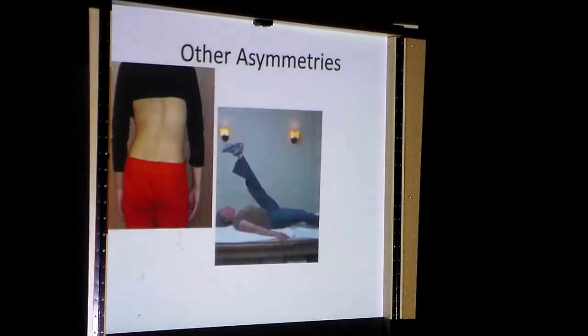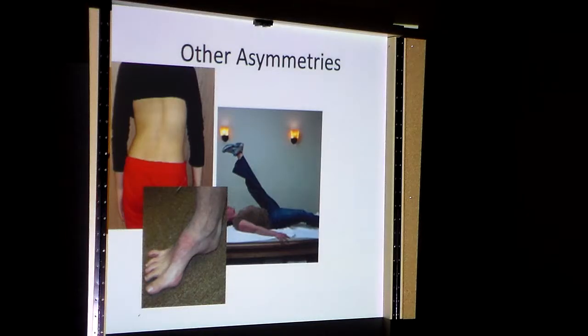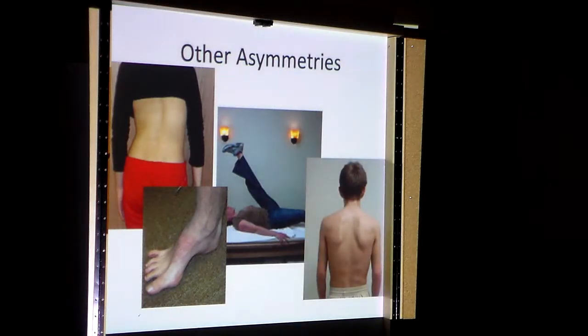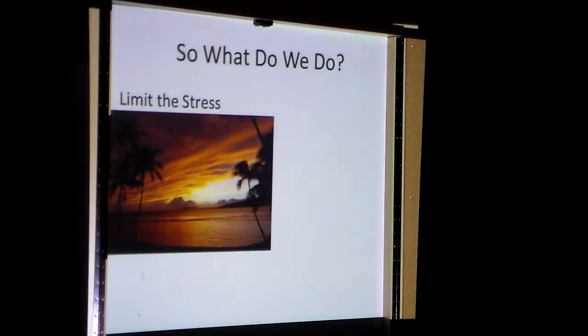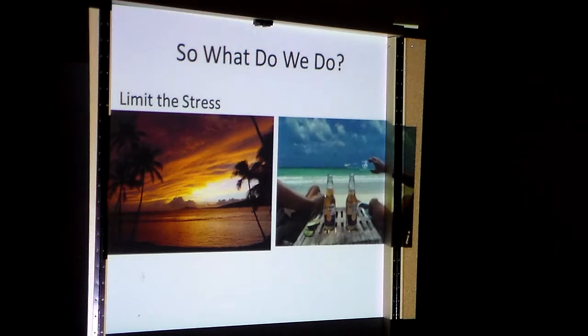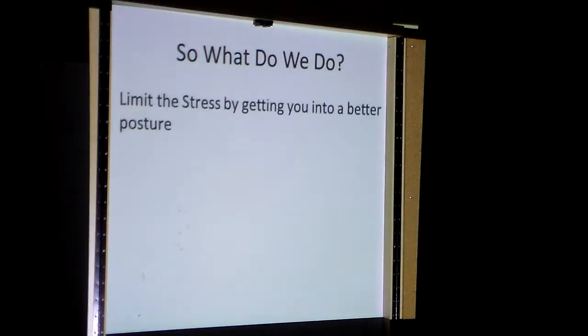So some more asymmetries, we'll see scoliosis, we'll see excessive hamstring length, we'll see foot issues, we'll see scapular winging on one side or another. And with all these things, the goal is to correct them and limit the stress. You can have somebody go on vacation and start drinking. That will limit stress too, but not always in the cards for everybody. So if we get the people into a better posture, that can help them feel better.